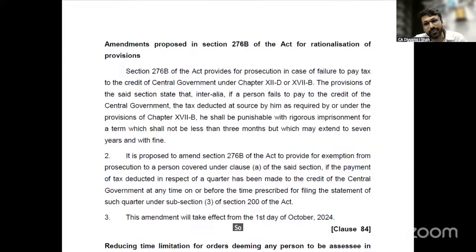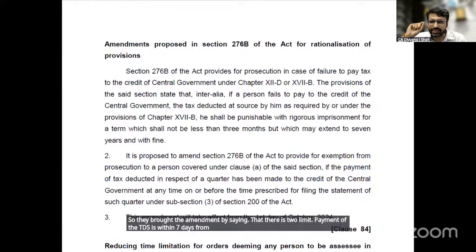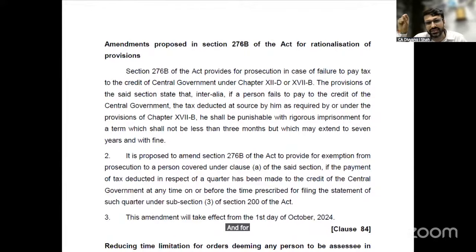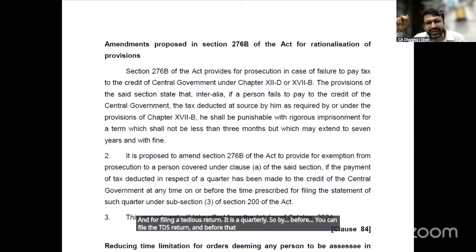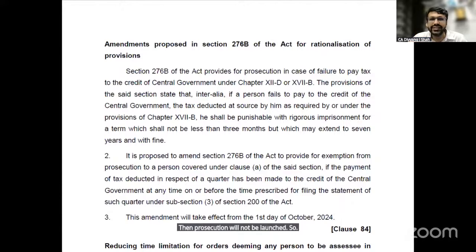So they brought the amendment by saying that there are two limits. Payment of the TDS is within 7 days in the next month, and for filing a TDS return, it is quarterly. So before that date, if you have paid the TDS, though late, then prosecution will not be launched. In short, if you paid the TDS before the due date of filing the TDS return, then prosecution will not be launched. That is the amendment from 1st of October 2024.